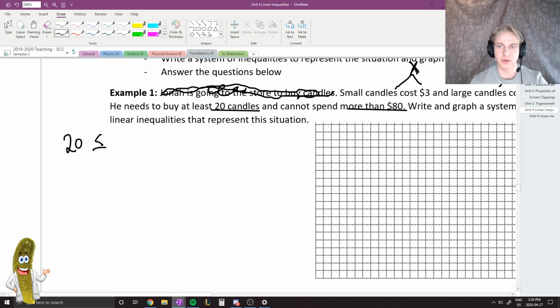And the other thing that I know is that you cannot spend more than $80. So that means that the absolute maximum that I can have, I can spend $80 or I can spend less than that, and that is fine.